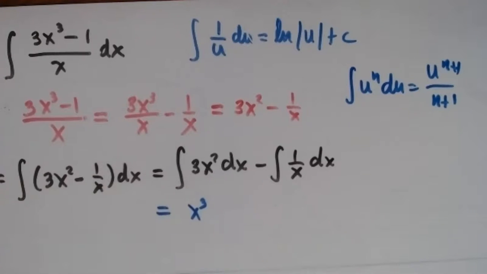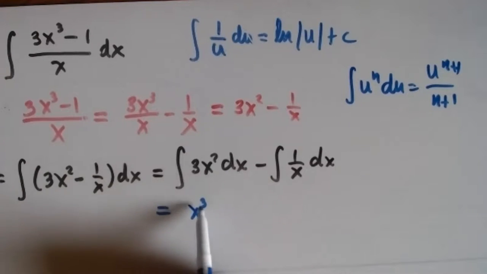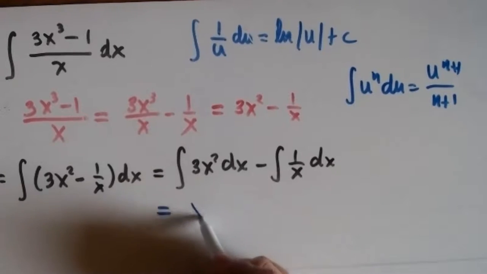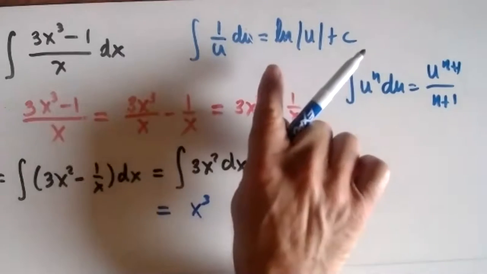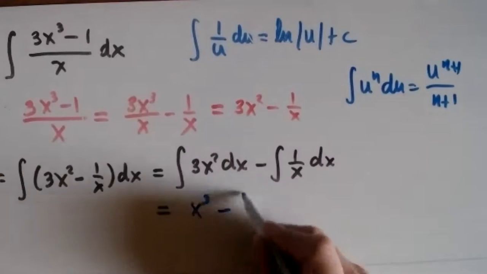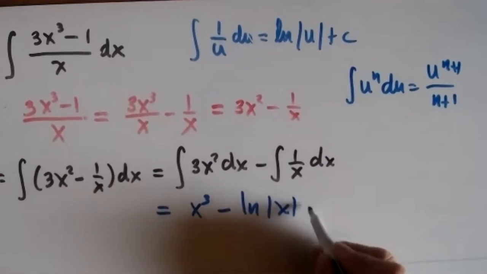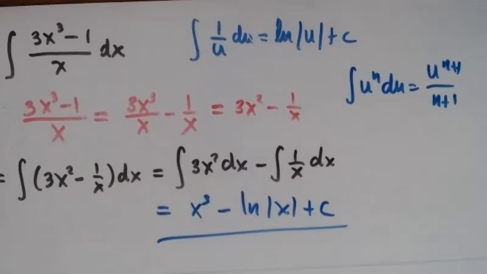So this is x cubed. How can you check if this is true? If you take the derivative, you must get this one. So the derivative of x cubed is 3x squared. Now, this one is exactly the formula we know, so I don't have to suffer. It's ln absolute value of x plus a constant. That's my answer.